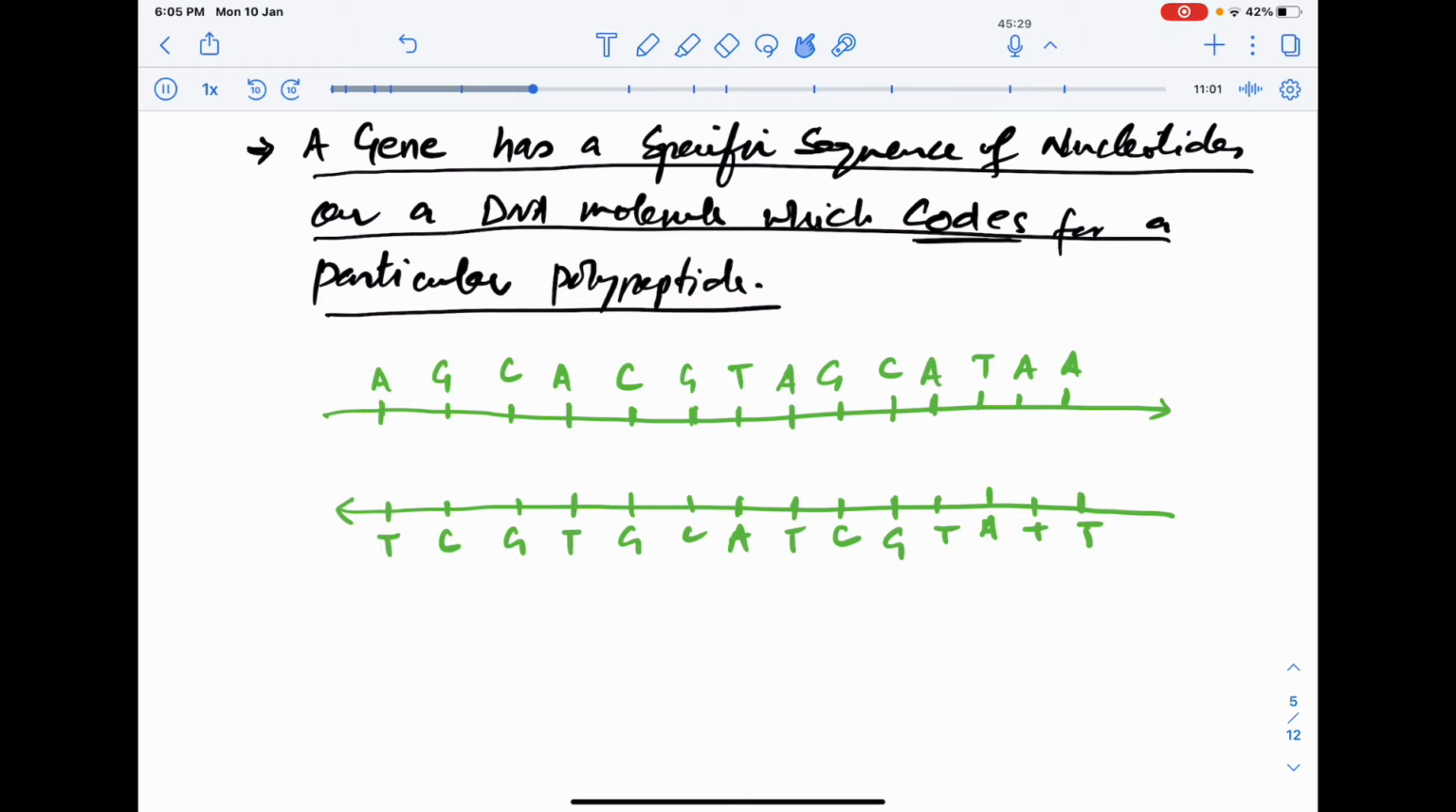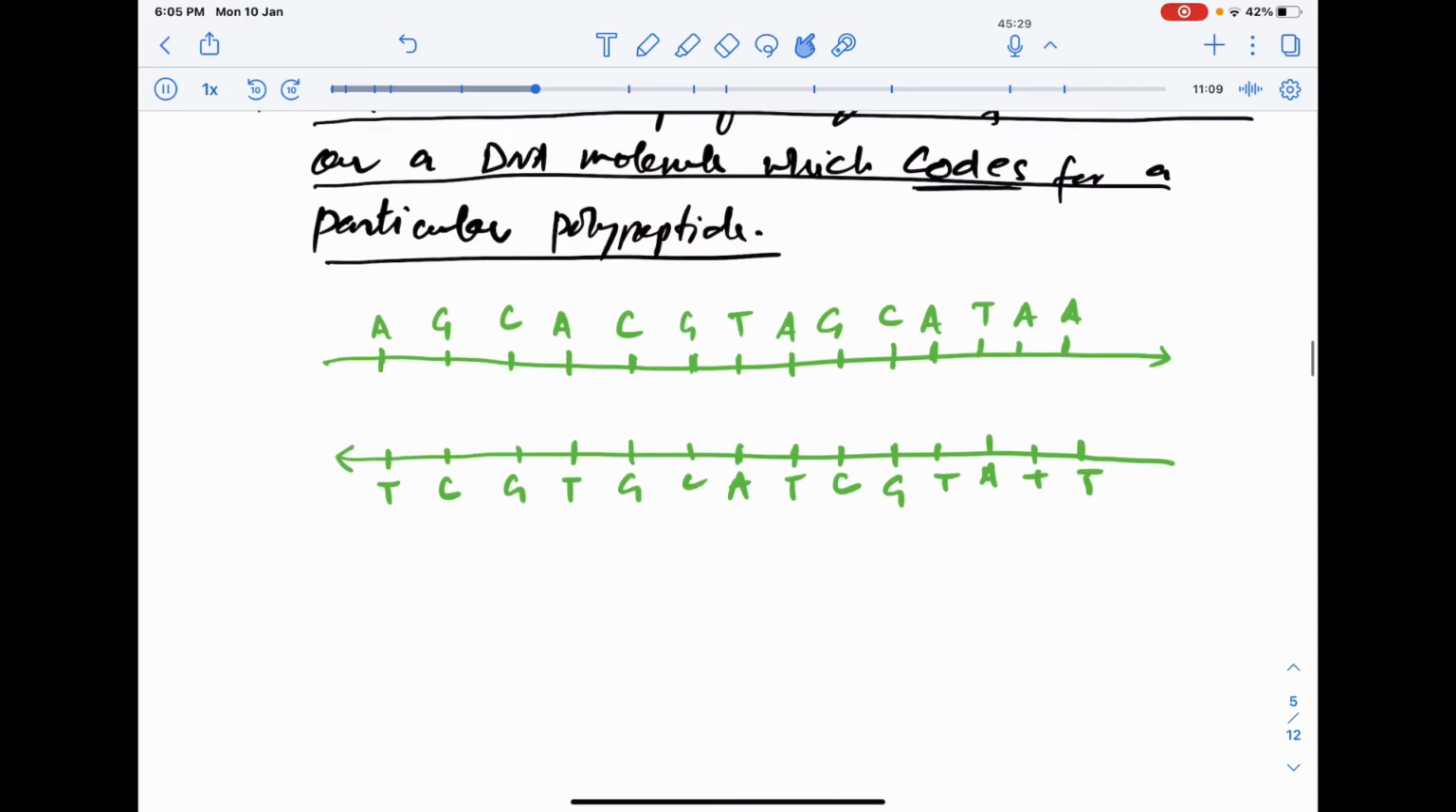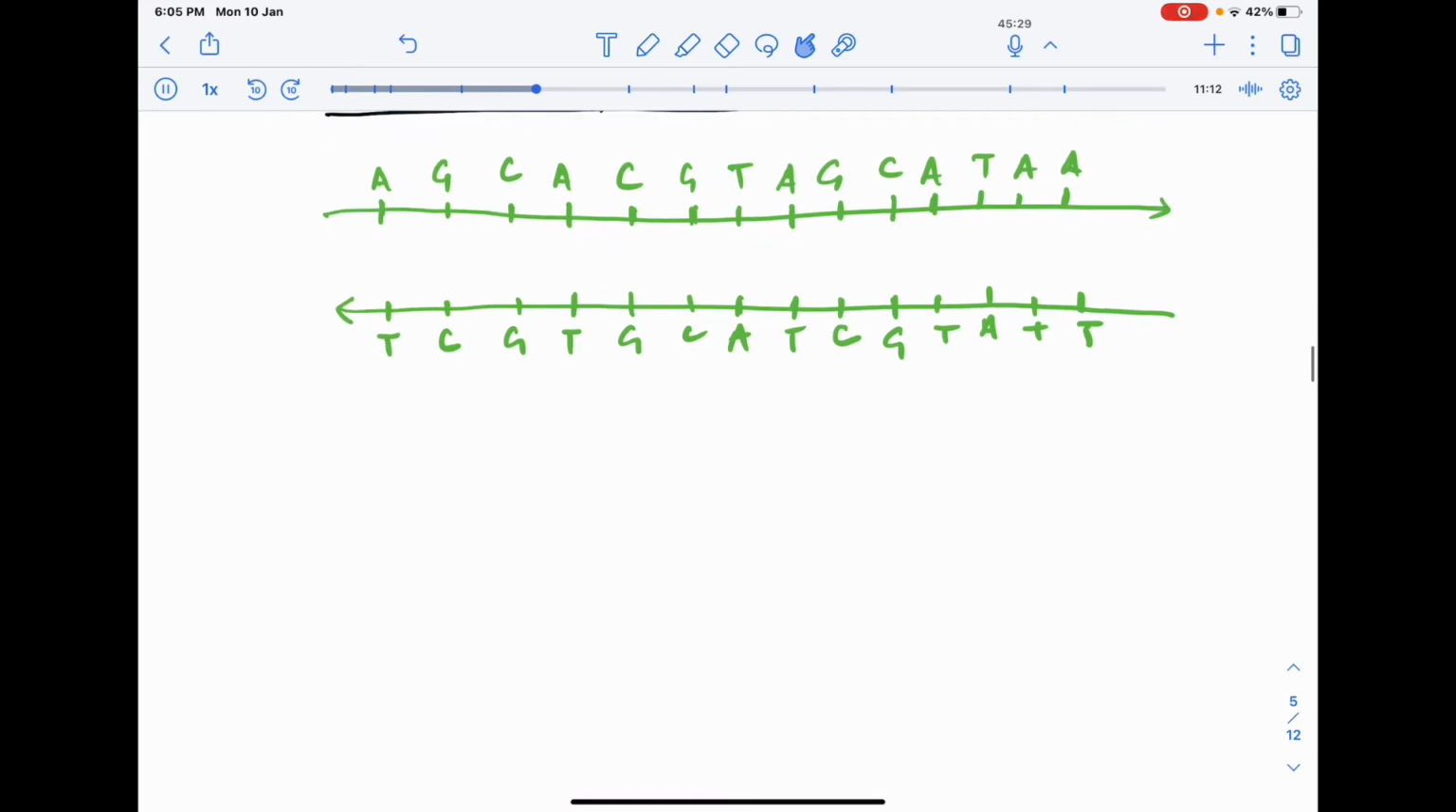This information is copied onto an mRNA by transcription. One of the strands acts as a template strand. So this strand acts as a template strand.